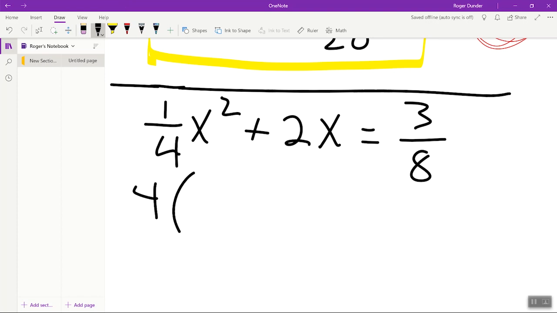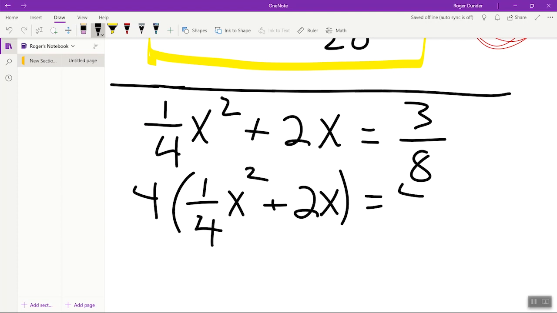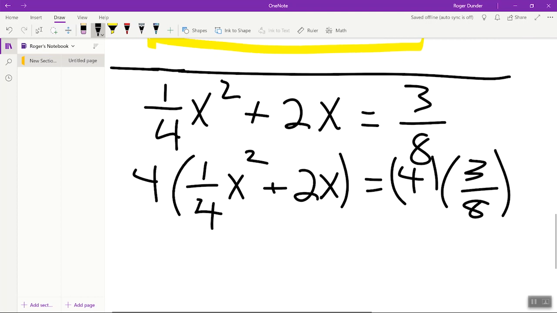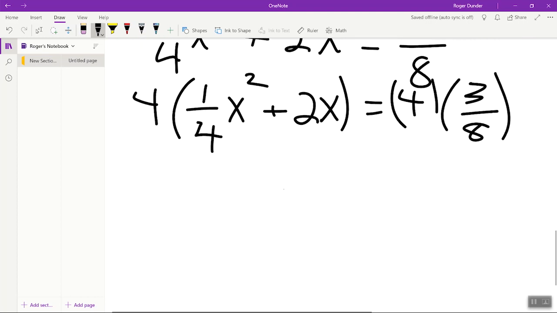So 4 times 1/4 x squared plus 2x is equal to 4 times 3 over 8. Okay. In the first case, 4 times 1/4 is just 1, so this is x squared, plus 2x times 4. What's 4 times 2x? Plus 8x. Okay. Equals, on the right side, 4 times 3 is 12. So this is 12 over 8.